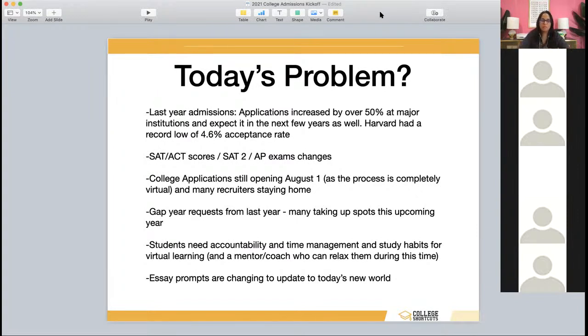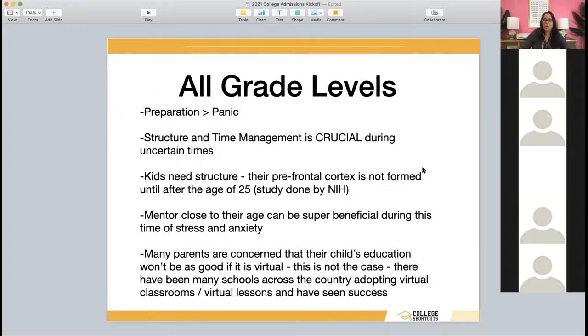All right, now let's talk about what's super important for all grade levels, okay? One of the big things that most people are realizing is that being prepared is way better than being in panic. I am an overly prepared person. Let me show you what I mean by that. I have many systems which I utilize.